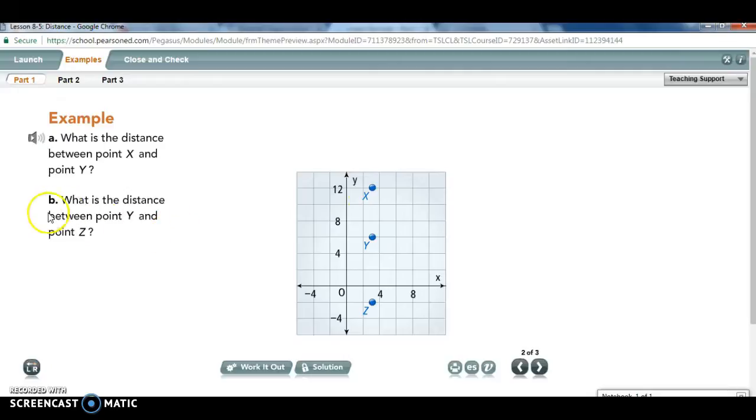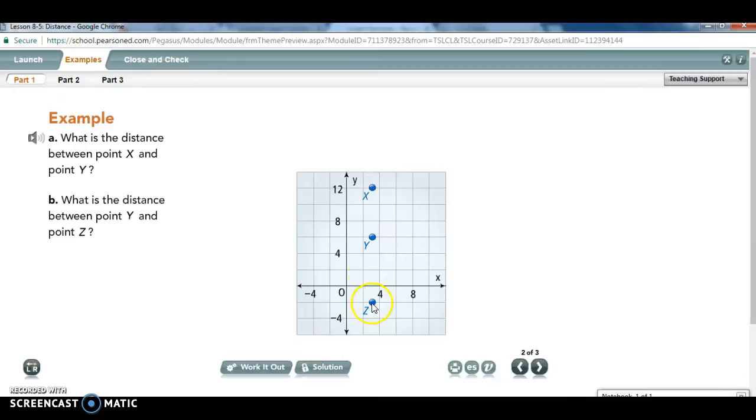When I'm trying to find B, what is the distance between point Y and Z? You notice that my Z goes down into the negatives. However, what the intro just told us is negative numbers don't really matter for us right now when we're dealing with distance. You can't travel a negative distance. What I can do though is plot my points on a coordinate grid, just like I have here, and then count the spaces or the lines between my numbers.